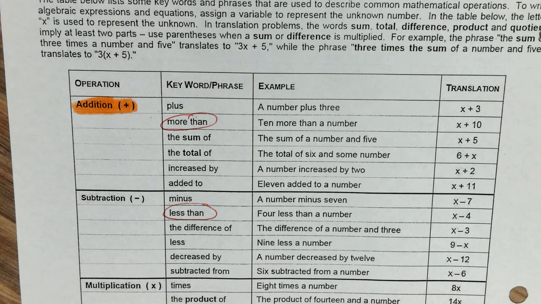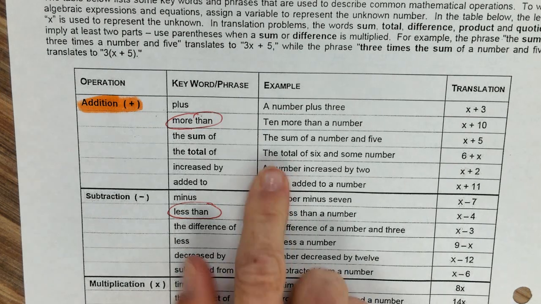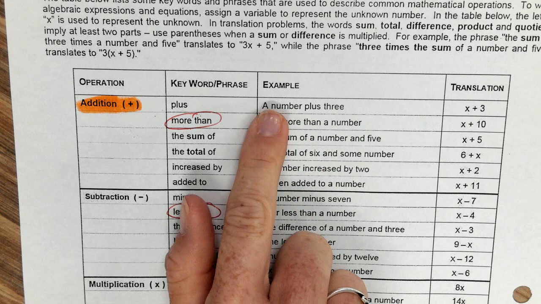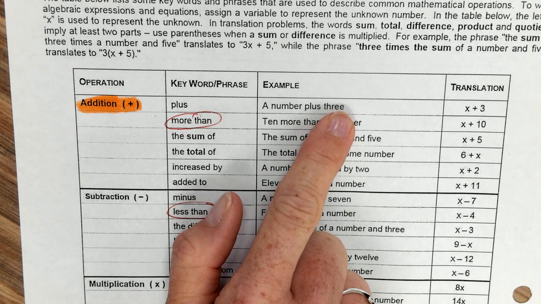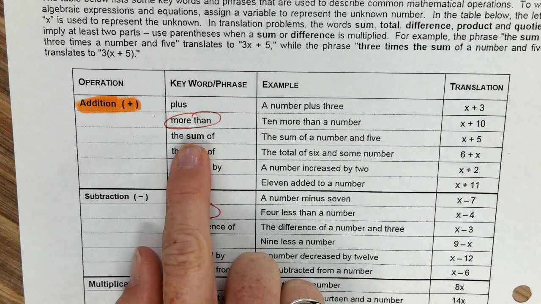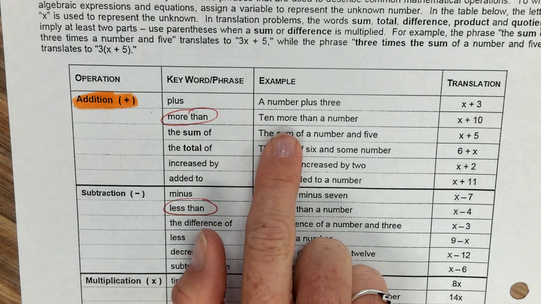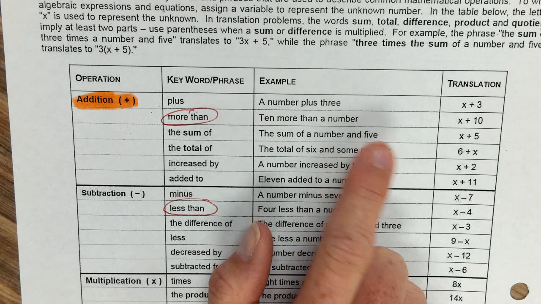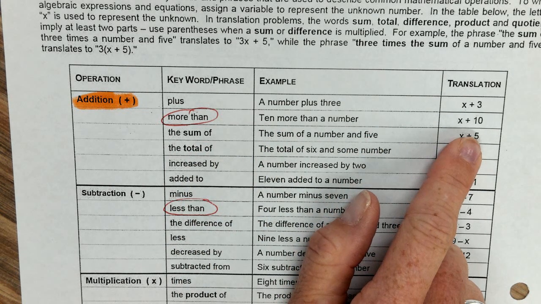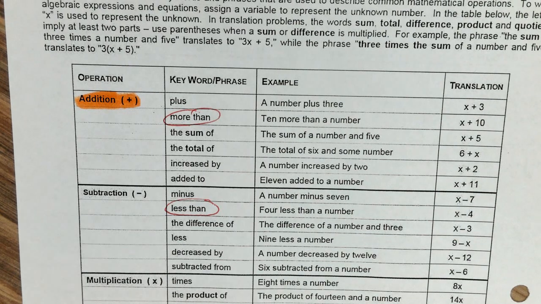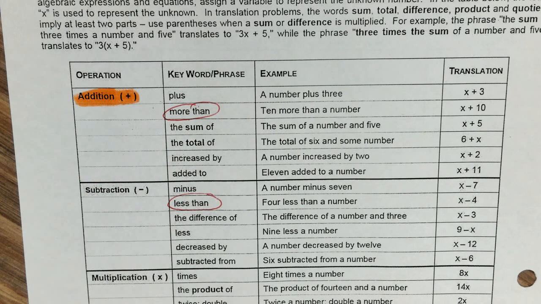All of the other ones are written from left to right. So a number plus 3, you put X plus 3. Yes? The sum of. If I say the sum of a number and 5, you put X plus 5. Why did we circle these? They are not written from left to right. I'm going to show y'all why, and you're going to tell me the answer to this question.